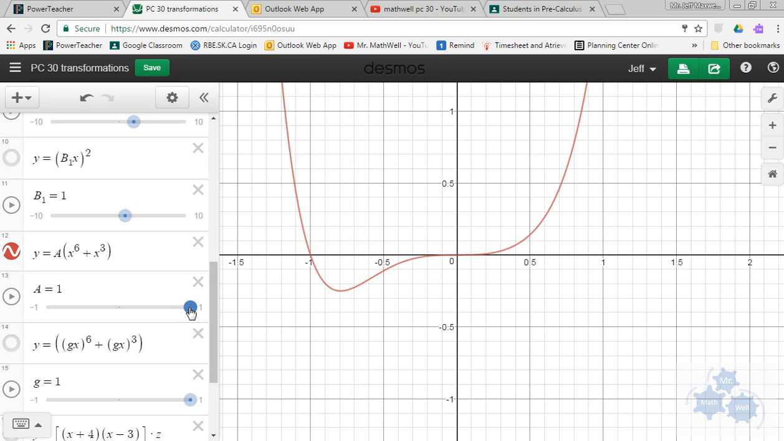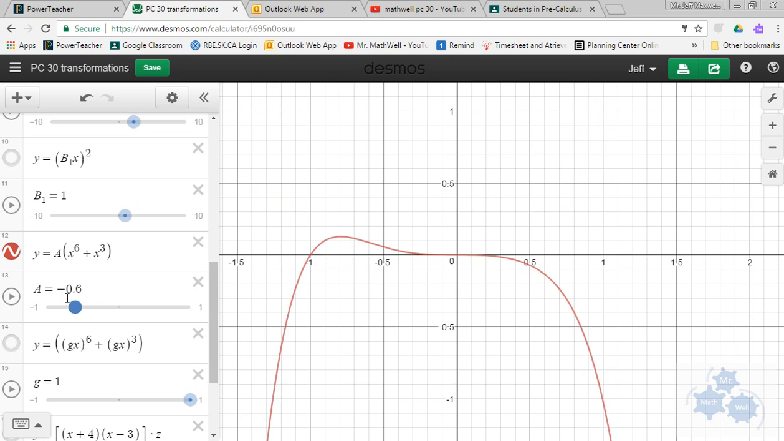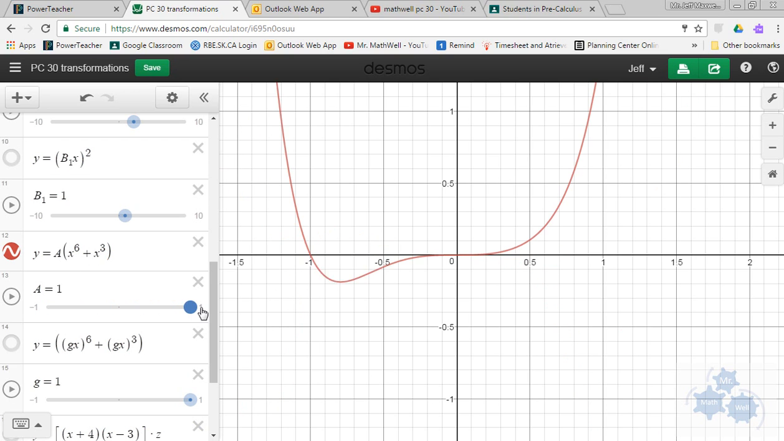So we've got 1. Watch this carefully. I'm going to go to -1. Yeah, that's amazing. That's a -1. You see, we've done negative, and this is f of x right here. +1. It's a flip about the x-axis.